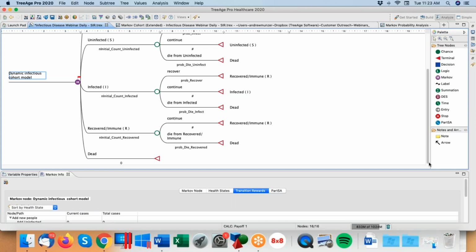Choosing the non-coherence. The entry node will default to being non-coherent. The Markov node will not. So you'd have to change the Markov node to make it non-coherent, whereas the entry node will default to that.